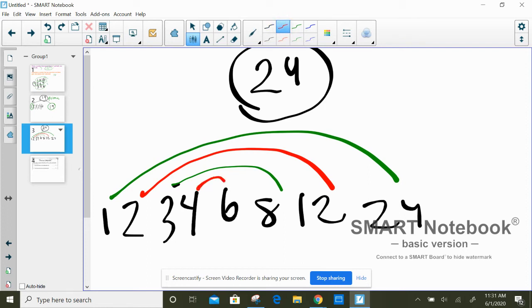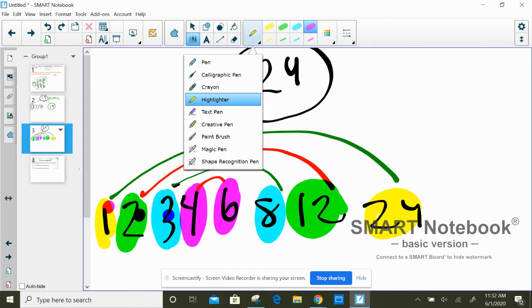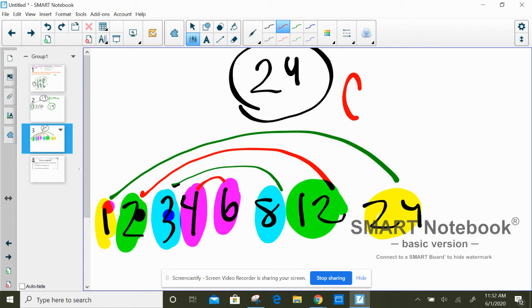And so that means all of these are factors. This 1 and 24, that's a pair of factors. This 2 and 12, that's a pair of factors. 3 and 8 is a pair of factors. And 4 and 6 are a pair of factors. Think of it as shoes. These 2 yellow ones are a pair. The 2 and 12 are a pair. The 3 and 8 are a pair, and the 4 and 6 are a pair. Okay, so we have 1, 2, 3, 4 pairs of factors. So since we have more than just 1 and itself, that means this is composite.